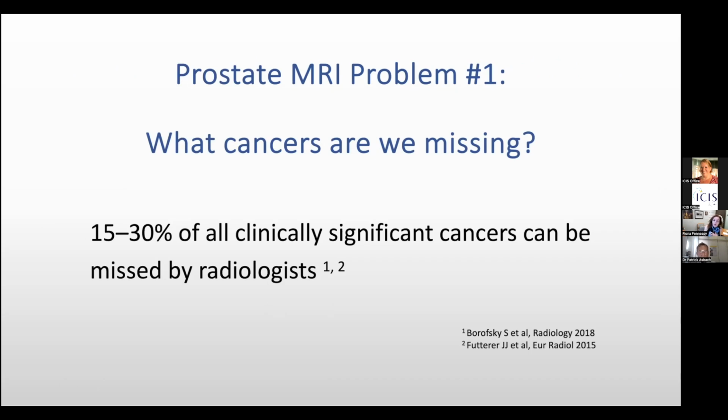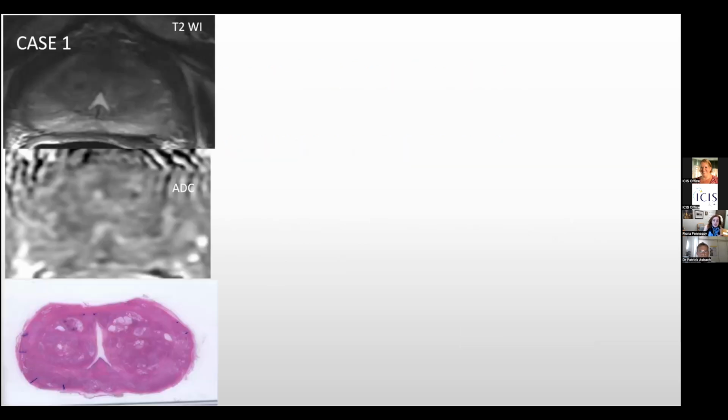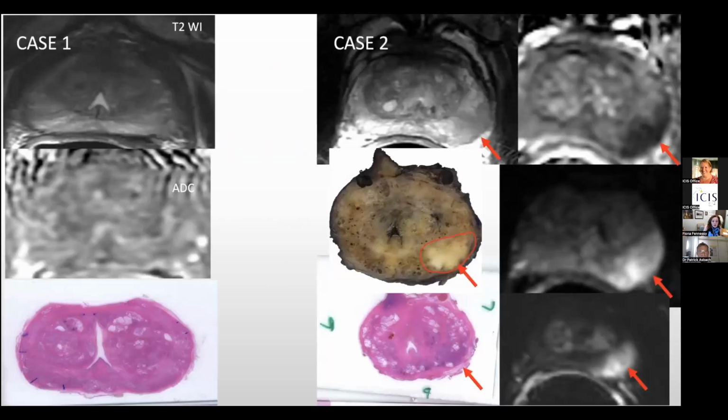And is it a problem with the radiologist? Is it that we don't have enough training? Or is it really a problem with the MRI, in that it is as good as we can possibly get? So I'm going to show you two cases here, case 1 and case 2. Let's look at case 2 first, just because it's so obvious.